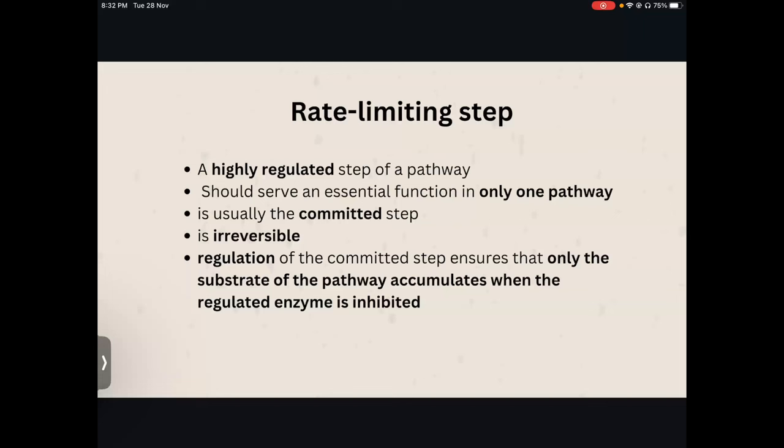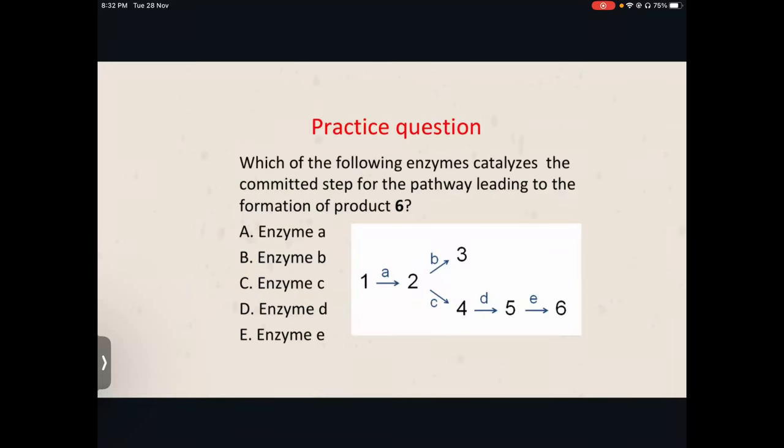Now, rate limiting is usually irreversible, as is the committed step. One more thing to note is that the regulation of the committed step ensures that only the substrate of the pathway will accumulate when the regulated enzyme is inhibited. So not all the other molecules accumulate. It's just the substrate of that pathway that accumulates when it's inhibited. Now, let's do a little practice question. I'm sure you guys have seen this question before. It was in your lecture. Which of the following enzymes catalyzes the committed step for the pathway leading to the formation of product six?